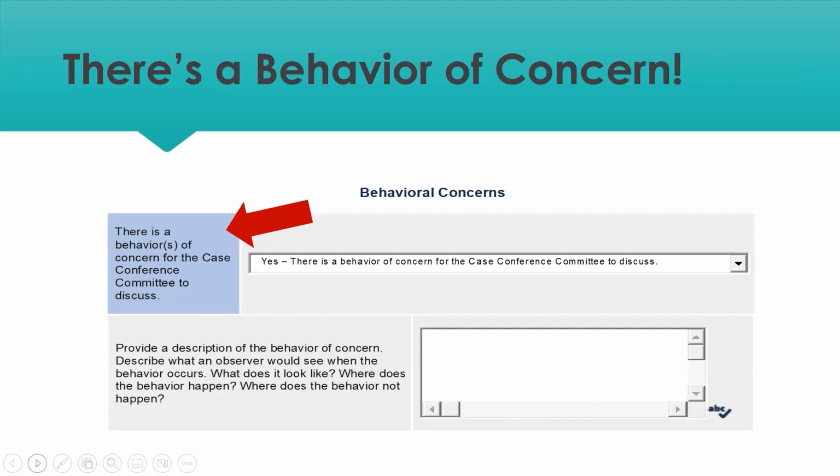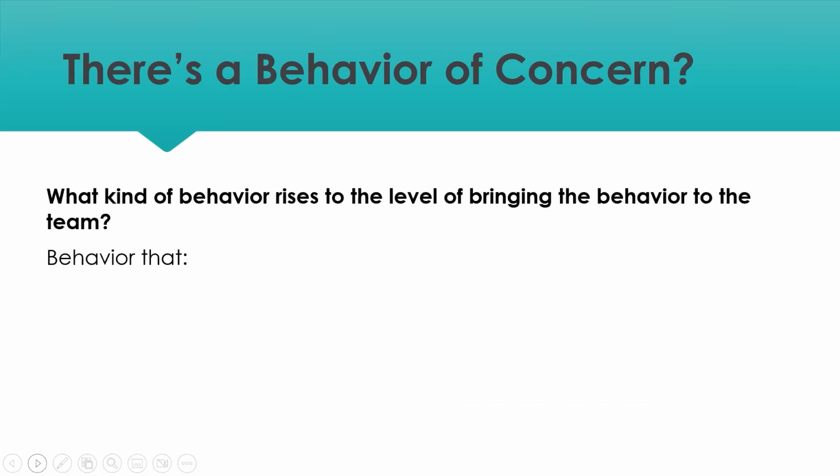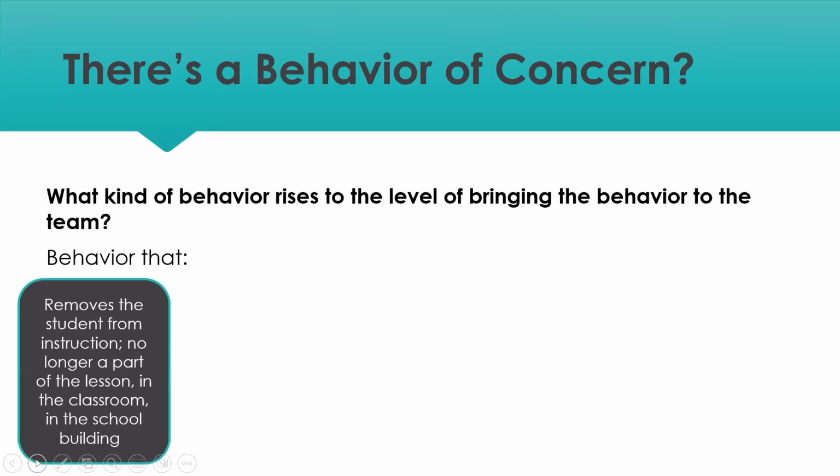So the question in the IEP is, there's a behavior of concern. Check yes, check no. If you check yes, there's a behavior of concern that you want to talk about. So the question is, what kind of behavior rises to the level of saying, this is a behavior and I'm going to bring it to the team? If a student is being removed from instruction for part or longer, or from the classroom or from the school because of their behavior, that would rise to the level of bringing the behavior.